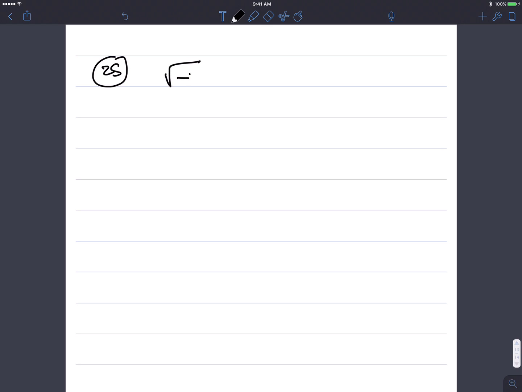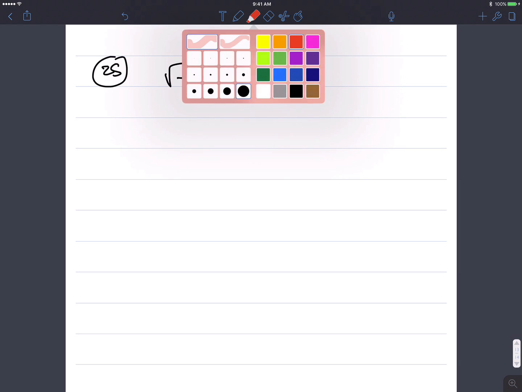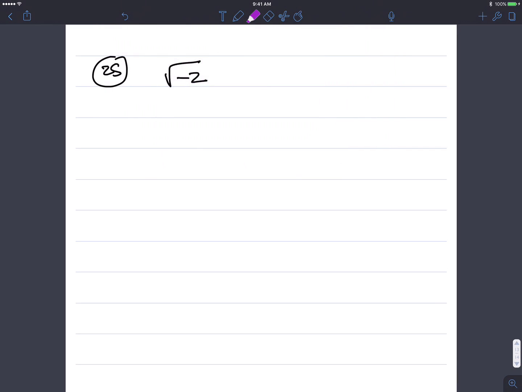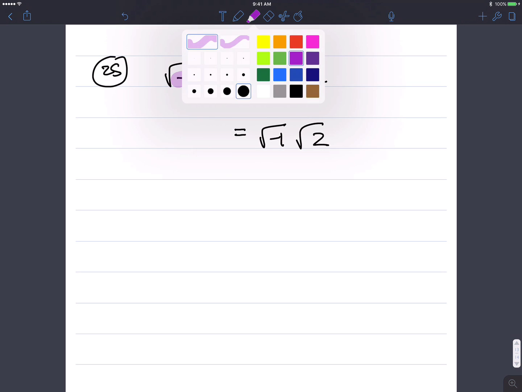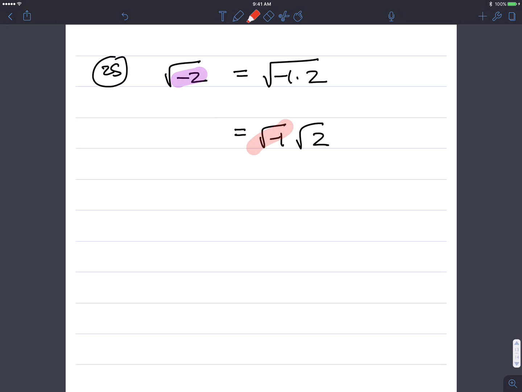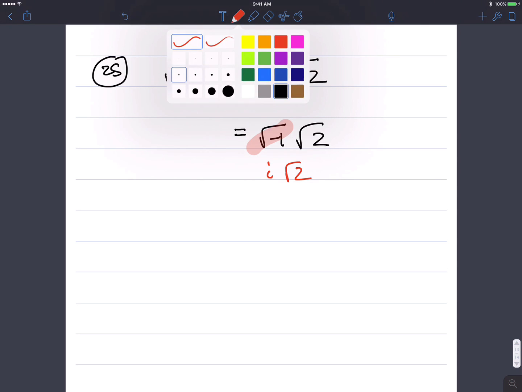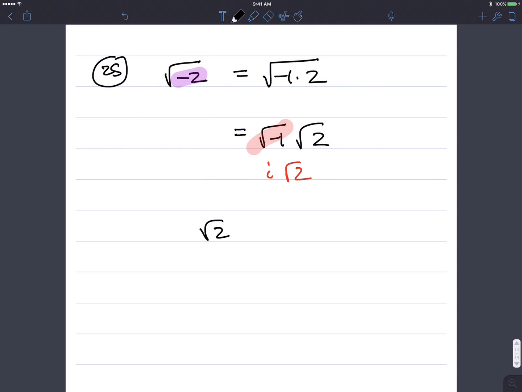Number 25, square root of negative 2. And we notice a negative 2 is under this radical. It's a negative number. We're going to write this as the square root of negative 1 times 2, and by the product rule, square root of negative 1 times the square root of 2. Square root of negative 1 is i, and the square root of 2 is already simplified. So we can write this answer as the square root of 2 with the i outside the radical.